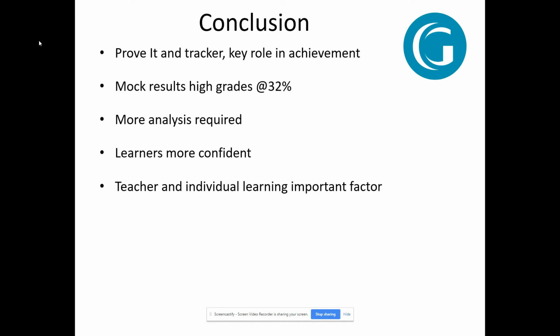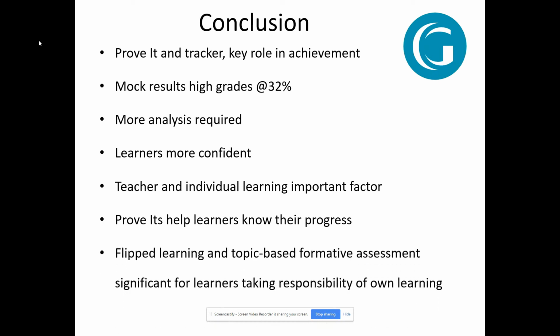But I think it's the teacher and the individual learning which is an important factor. They've highlighted it. That's something that we need to take a little bit more in depth. It's the teacher relationship, where they're not standing at the front anymore and they're now part of the team and helping the students one-to-one. The Prove Its help learners know their progress on a weekly basis, and flipped learning and topic-based formative assessment is significant for learners taking responsibility of their own learning.